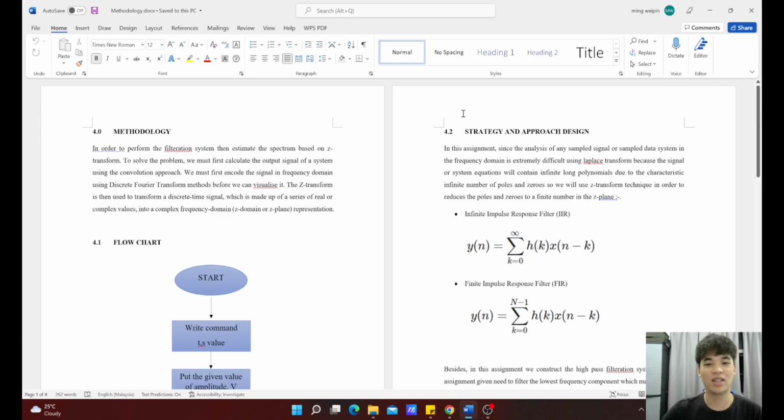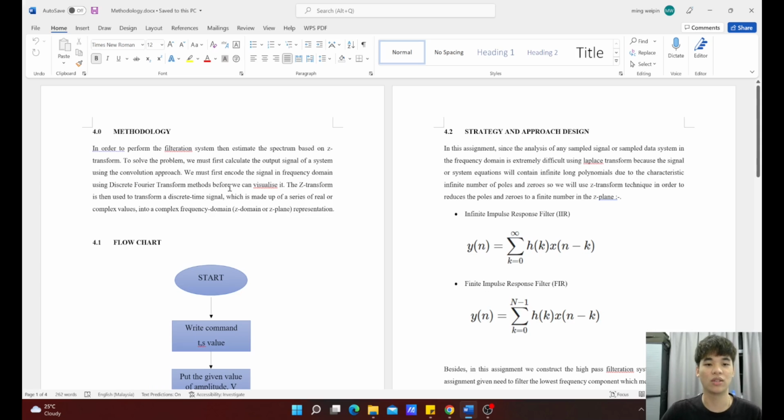Today I am going to present the methodology. In order to perform the filtration system that estimates the spectrum based on the Z transform, to solve the problem, we must first calculate the output signal of a system using the convolution approach.